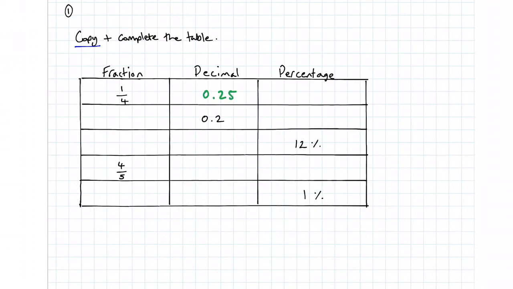Supposed to do a different one. 1% down at the bottom. The fraction that goes with that is 1%, like that. 1 out of 100. So actually, you need to do the rest, fill it all in.